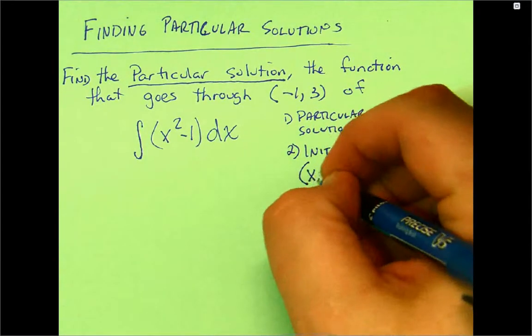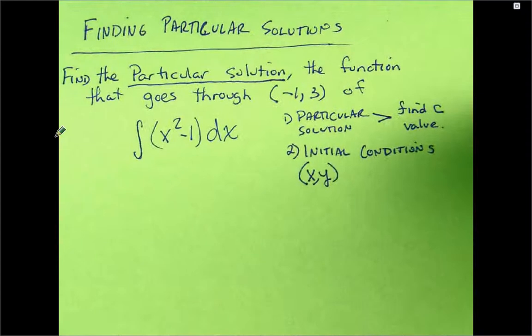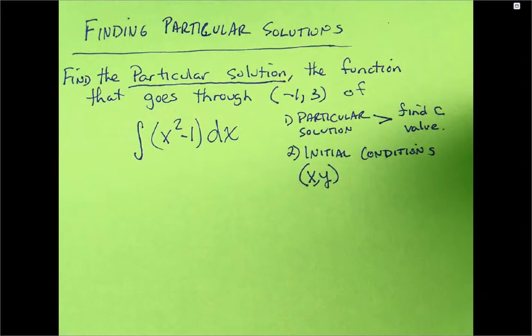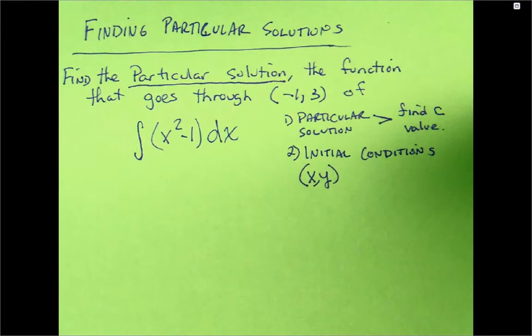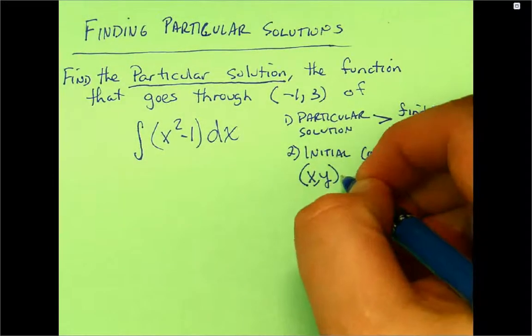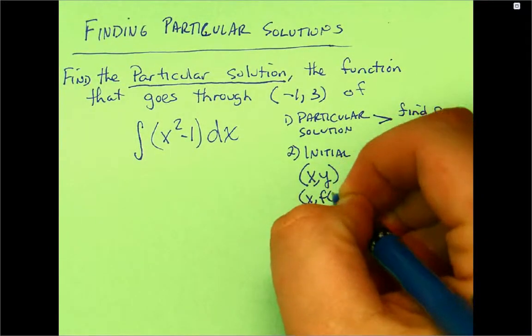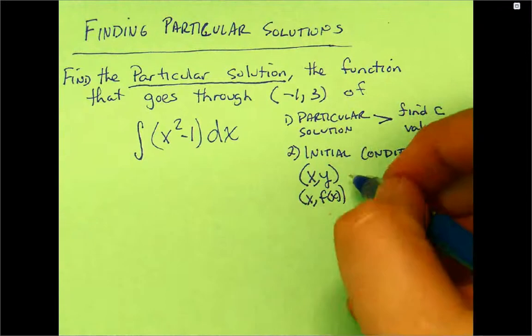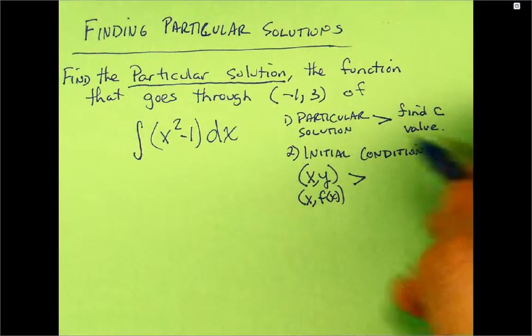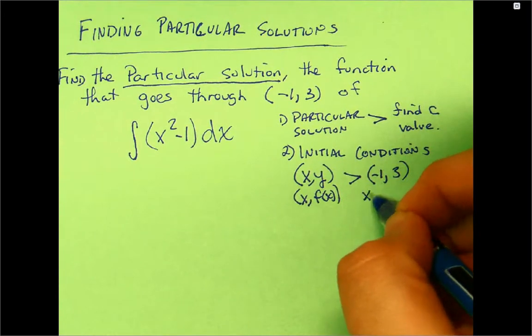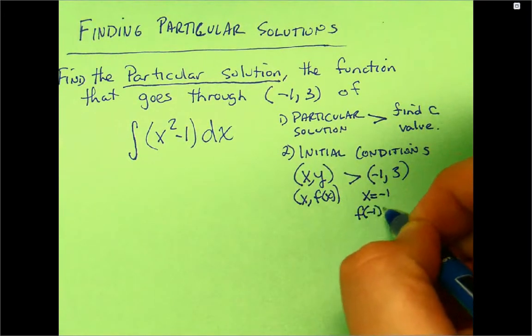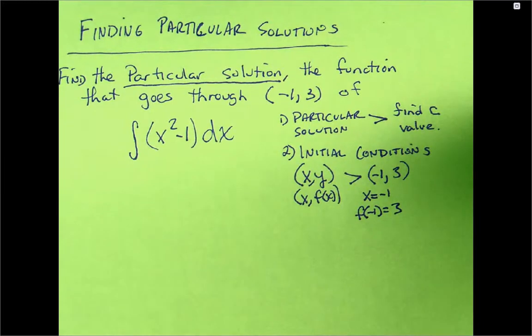Meaning, I need an XY coordinate. Otherwise, if you don't have this XY coordinate, there is absolutely no way that you're going to be able to calculate the C value. If you want to get technical, it's an f of x coordinate. Now, what's the point that we were given? (-1, 3). So I know that x is equal to negative 1, f of negative 1 is equal to 3. And I'm going to use that, but I can only use it after I integrate.